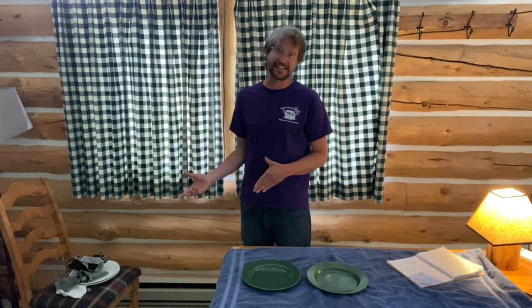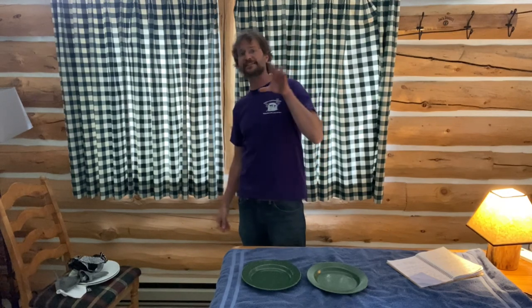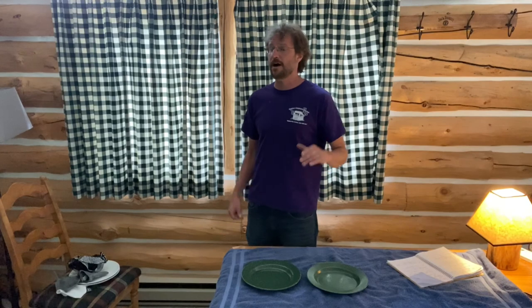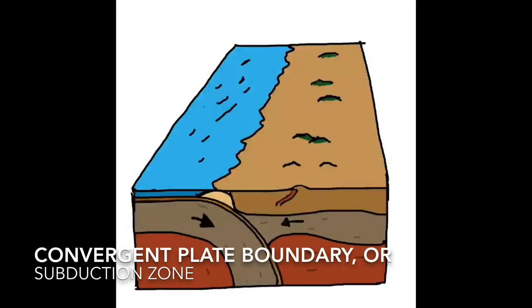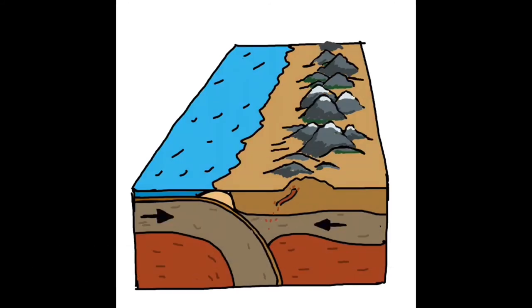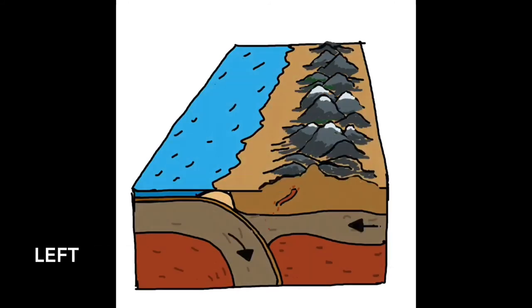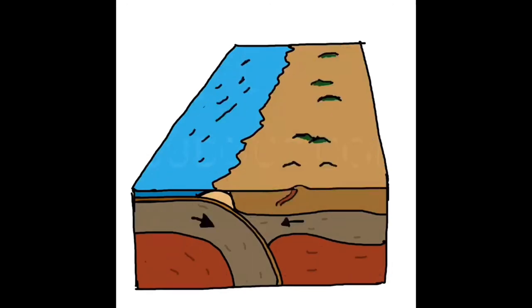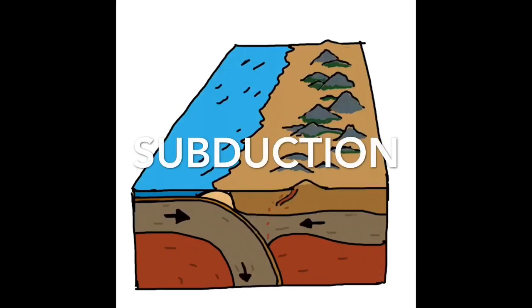But anyways, let's go into what we're really talking about, because we're not talking about dinner plates here. Those are not the real plates we're talking about. We're talking about tectonic plates, all right? But what are those? Where do they come from? Here we have a convergent plate boundary or subduction zone. The arrows represent how the plates move. The plate on the left rides below that on the right, pushing the earth upward. This process here is what is known as subduction.